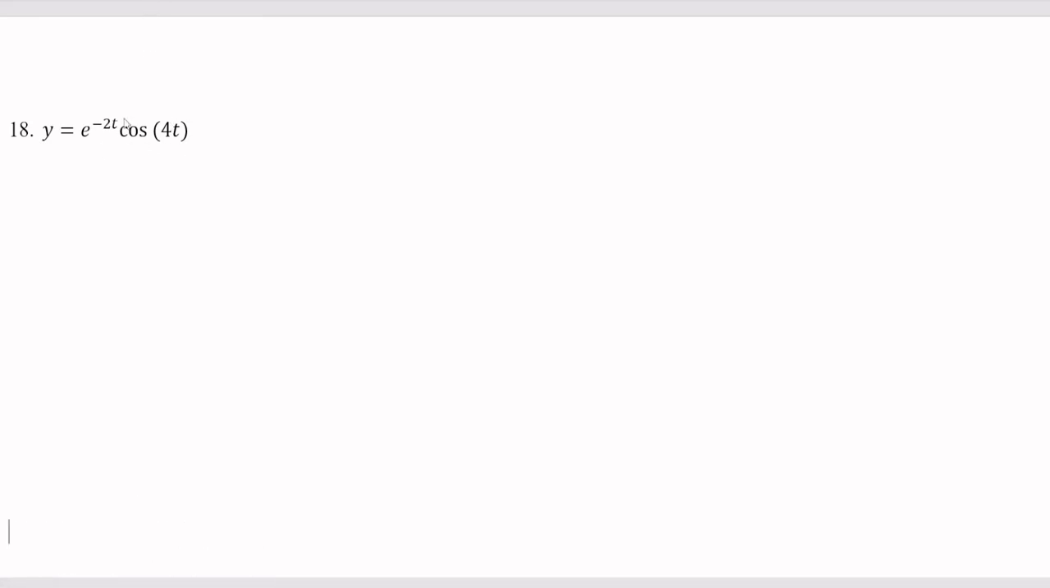All right, so looking at this, I don't see a very obvious inside and outside. And that's because this is actually a combination of rules. What I see here is I see two functions, right? I see an e to the negative 2t and a cosine 4t multiplied. So that's product rule, right? And so you'll see how we can combine all these things. So g is cos 4t. Okay, and so product rule, great.